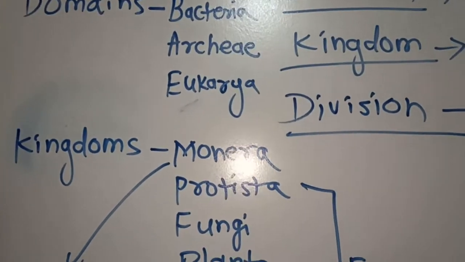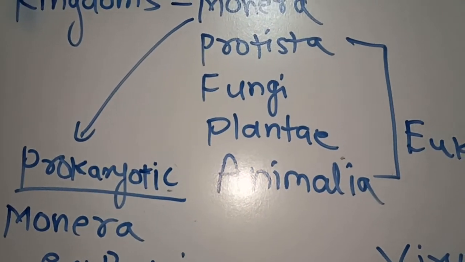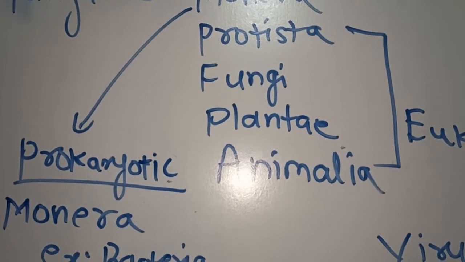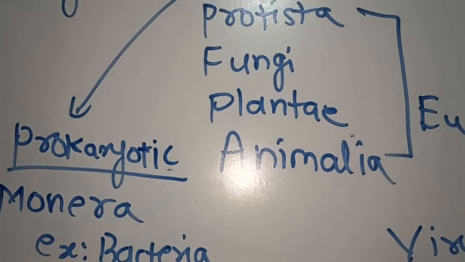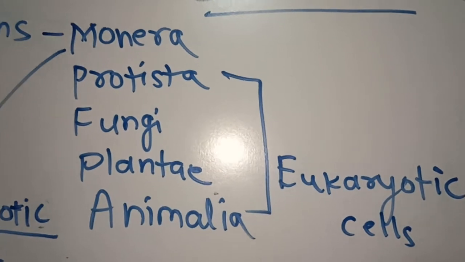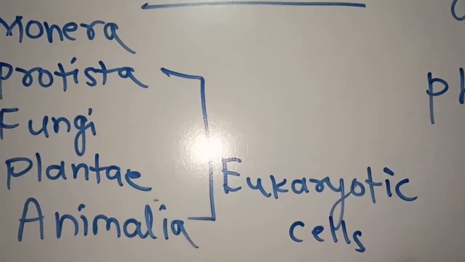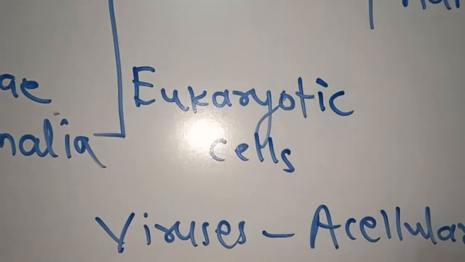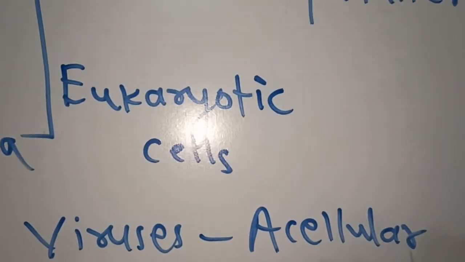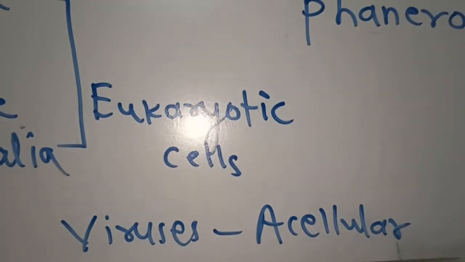Out of these five kingdoms, in the prokaryotic cell type, the Monera kingdom is predominant. The Monera kingdom contains bacteria as well as archaebacteria. The remaining four are all eukaryotic in cellular structure. Viruses are still remaining, but viruses cannot be called a cellular structure, so they are acellular beings and cannot be classified as prokaryotic or eukaryotic cells.